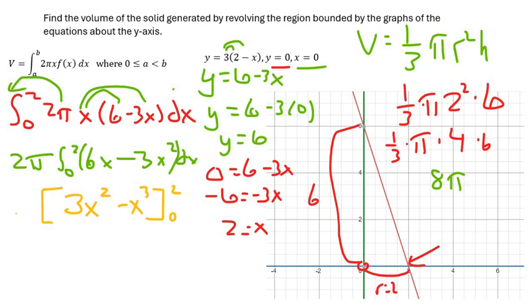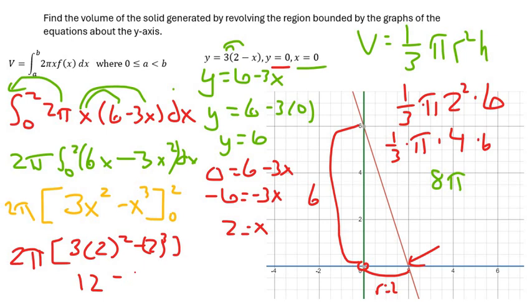Now it's just a little bit of calculation work. Putting the 0 in is trivial, because we just have 3 times 0 minus 0 to the 3rd power, so we don't need to do that. But we do need to put in the 2. Write out the 2 pi: 3 times 2 squared minus 2 to the 3rd power. 2 squared is 4, times 3 is 12, and 2 to the 3rd power is 8.